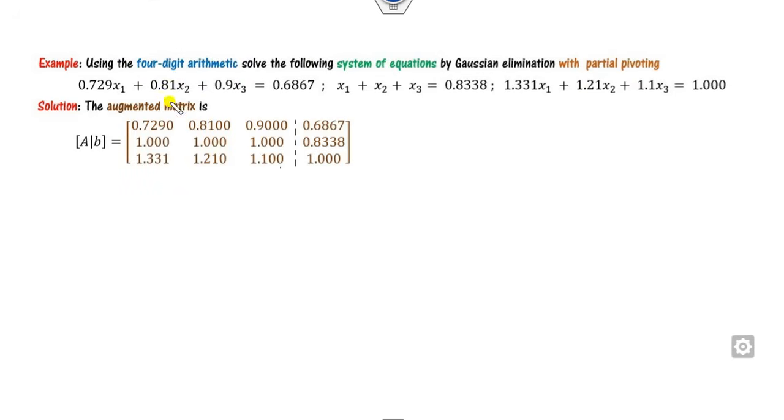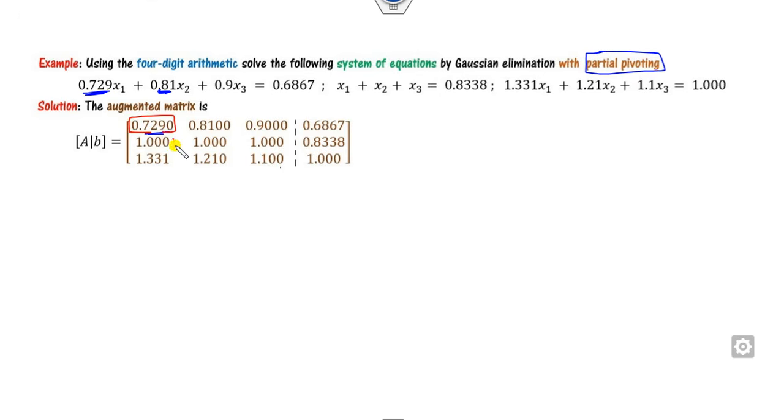Okay, look at this next one. You have to solve this question with the help of partial pivoting up to 4 digits arithmetic. Means you have to write each number up to 4 digits. Now look at the partial pivoting. What is the meaning of partial pivoting? Firstly, you can make them box.